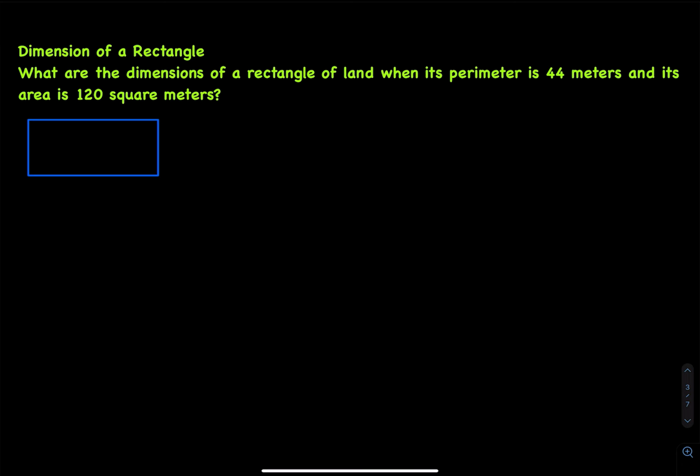So I'm going to call L be the length, and then W be the width. Okay, so what is given? We have to set up some equations. So what are the dimensions? The first given is the perimeter is 44. So what is perimeter? The perimeter is 2 length plus 2 width is equal to 44. So our first equation is 2L plus 2W equals 44.